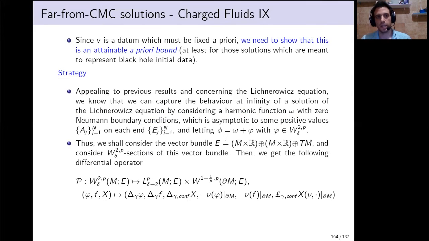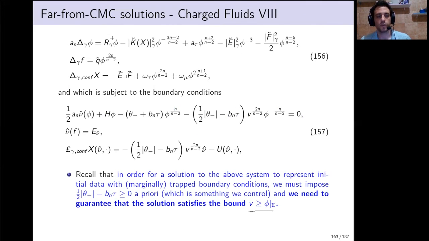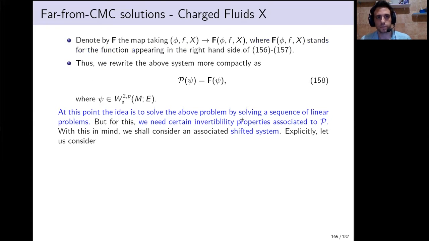So the idea is that we are going to denote, for instance, the right-hand side appearing in these equations and also appearing here by this function f that is going to take our conformal factor, electric potential, and x, and give us the corresponding right-hand sides of each of these equations and boundary equations. And with this notation, we can write our system compactly as this equation here, 158.